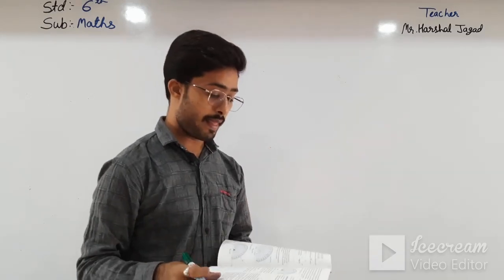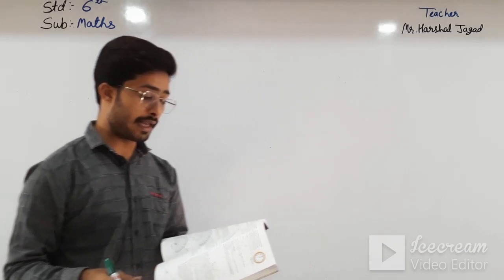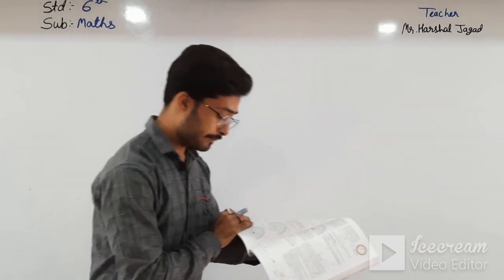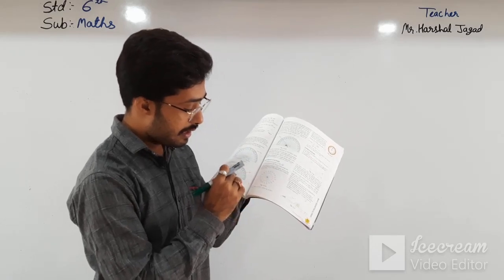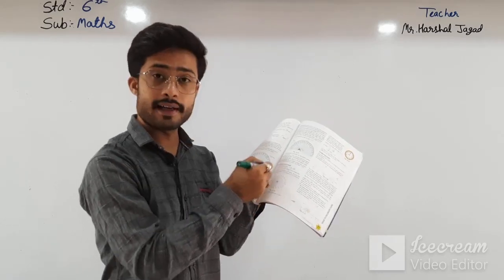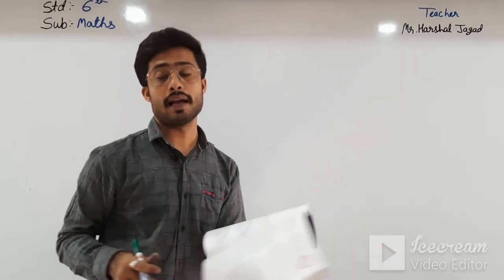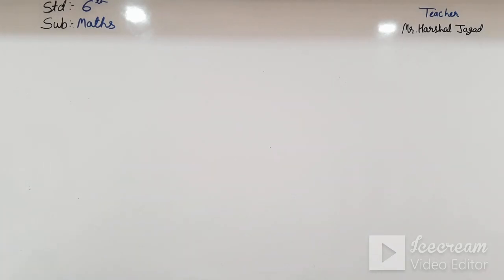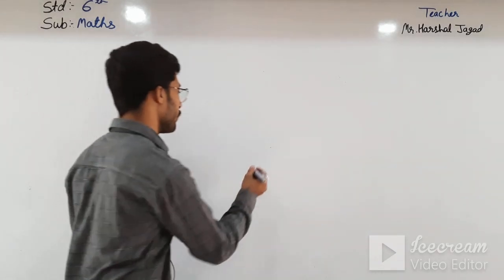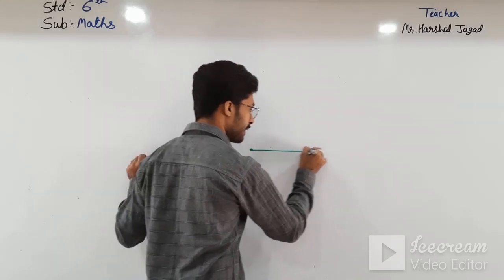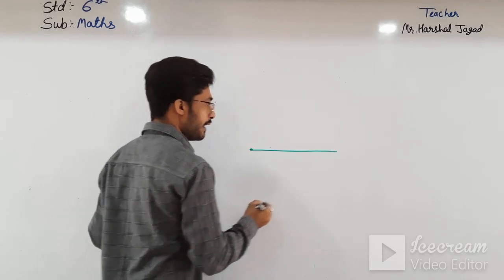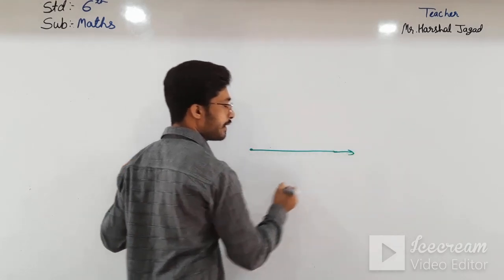Okay students, now if they tell us to draw an angle of 35 degree, then you have to first measure the 35 degree and put a point, and then you have to draw a line. See here what you have to do. First of all, you have to put a point, then you have to draw a straight line like this, and give any point over here.